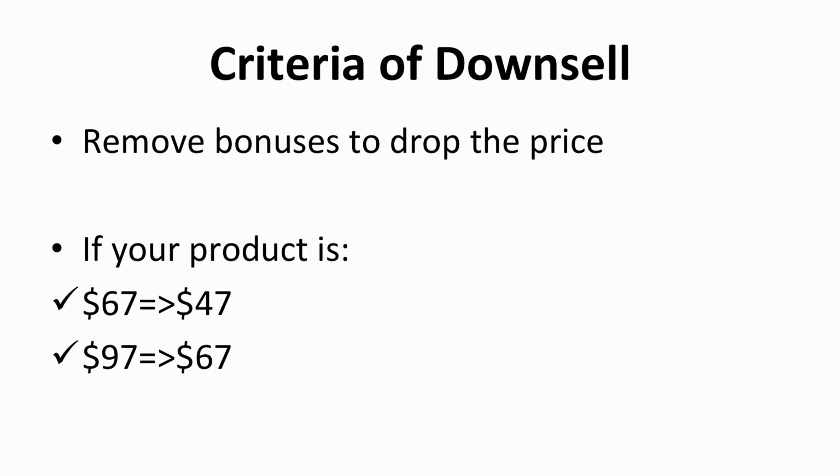You may be wondering, how much can I drop the price and yet still earn revenue from there? If your upsell is offered at $67, you can afford to drop $20, which makes it $47 for your downsell offer. For the upsell with $97, you can drop $30 and make it $67 for your downsell.